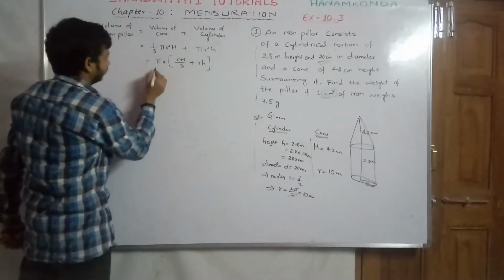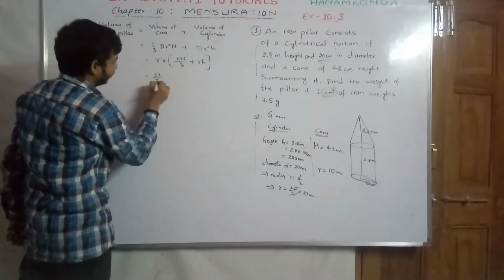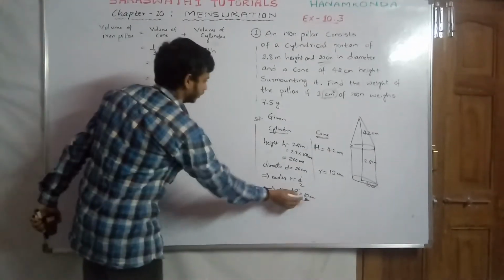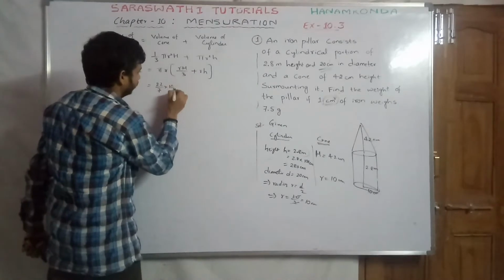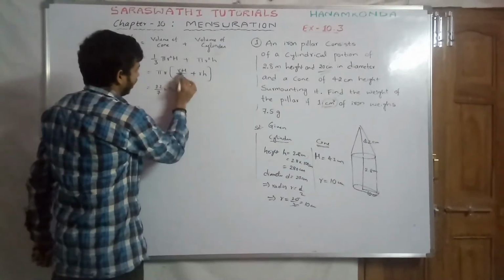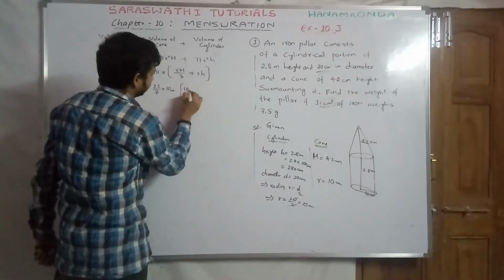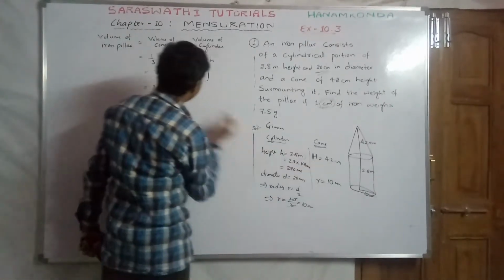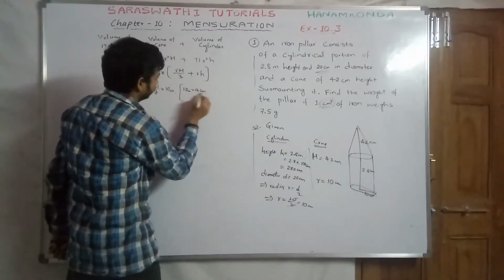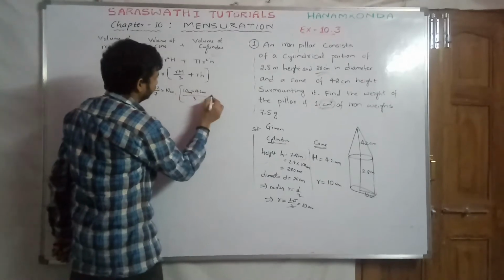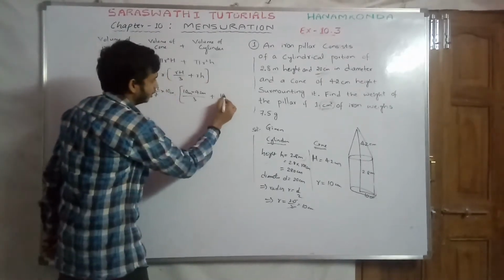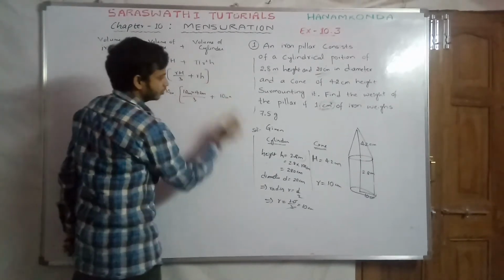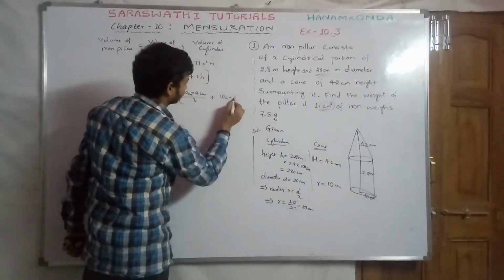Okay, so pi into r. The pi value you can take as 22 by 7 into r. Radius is given as 10 centimeters. Into r into h. So r is 10 centimeters into h. Capital H is here 42 centimeters by 3 plus r into h, that means 10 centimeters into h. Small h is here 280 centimeters.